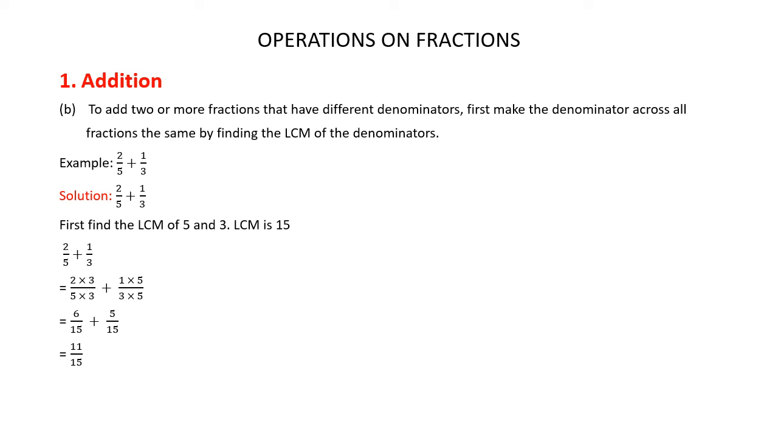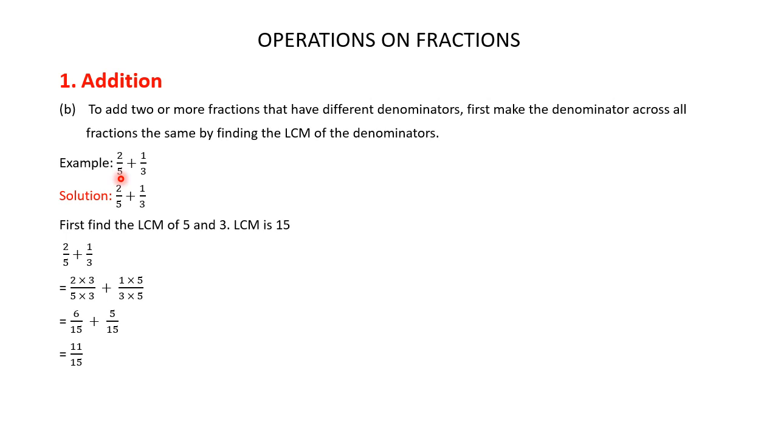Now let's learn how to add two or more fractions that have different denominators. To add two or more fractions that have different denominators, first make the denominator across all fractions the same by finding the LCM of the denominators. Then add the two fractions. Let's understand this with an example.